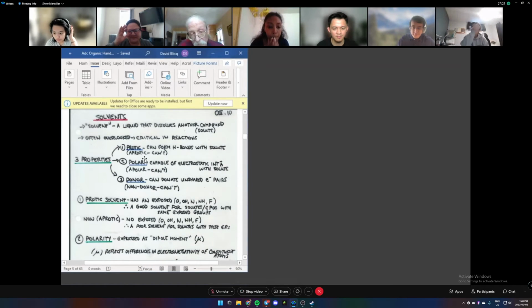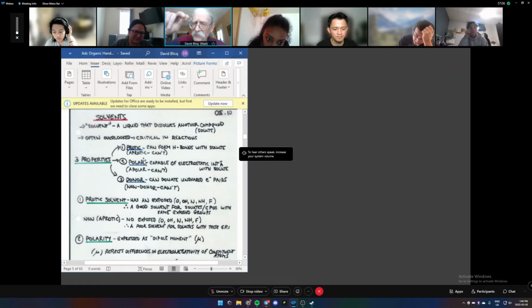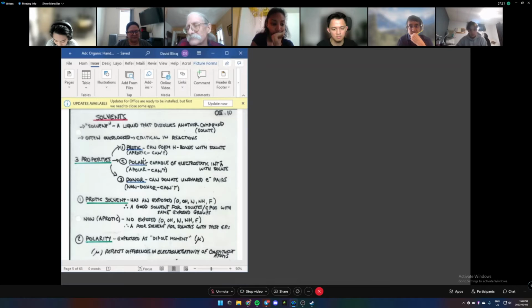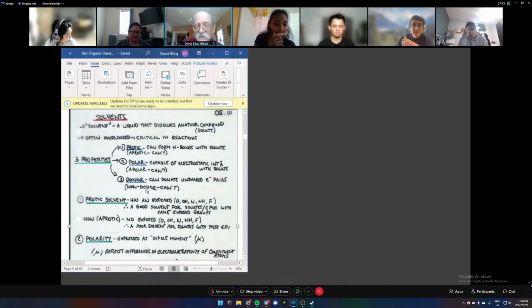All right. Polar. Polar means, does it have differential or asymmetrical charges? And what we mean is, is it capable of making electrostatic charge-based interactions with the solute? Apolar materials cannot do that. So just by picking your solvent, you're setting this up to do certain things and to not do other things. Finally, the solvents could even be a donor. You could pick one that has unshared electron pairs. It could donate to help start a reaction. Also a good choice. Non-donors, no free electrons, forget it. Go get your own chocolate cake.